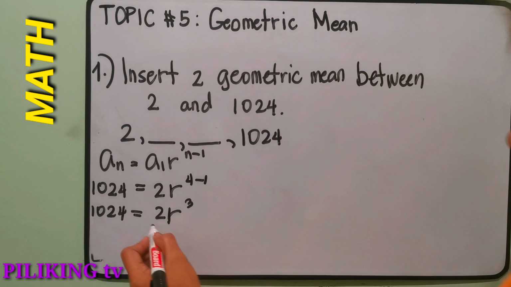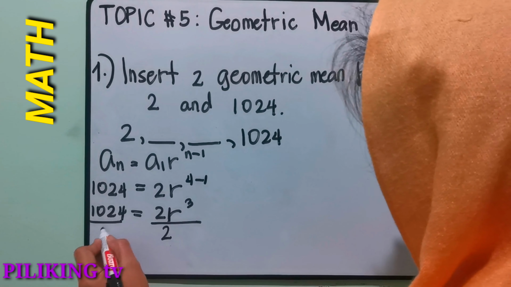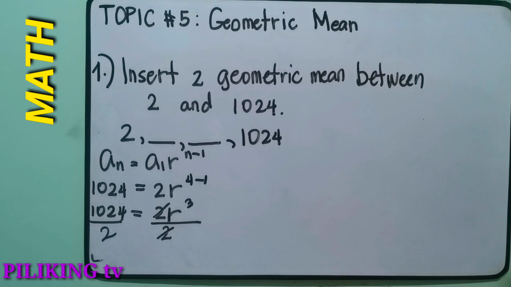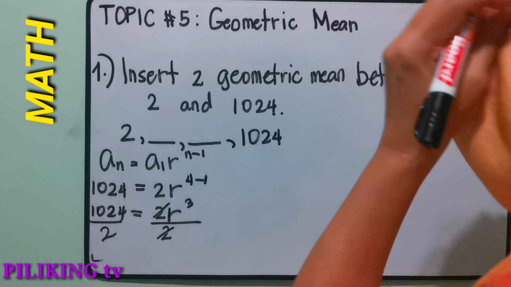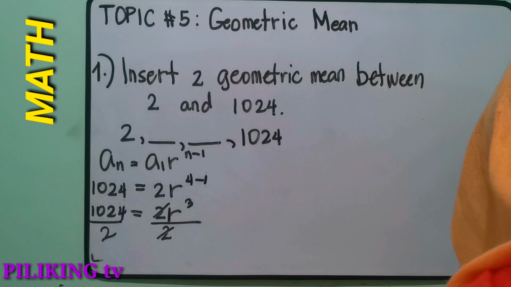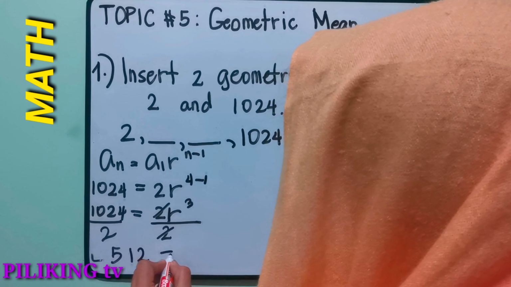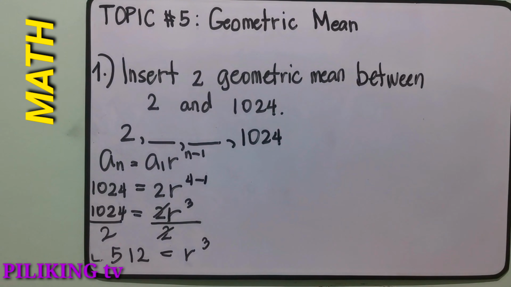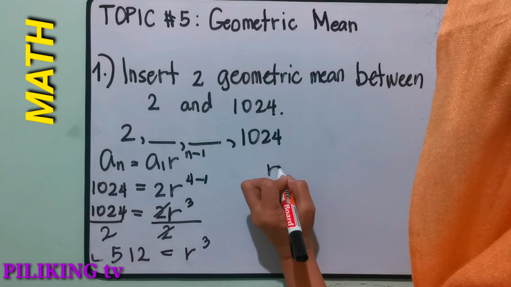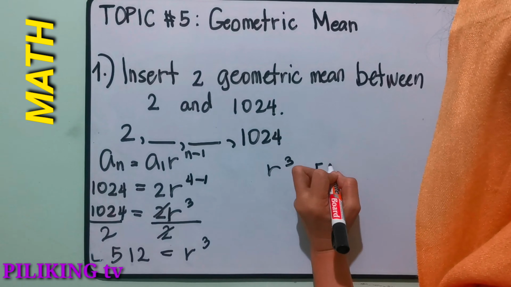Okay, so you can now simplify by dividing both sides by 2. So you can cancel 2, that is equivalent to 1. So what is 1024 divided by 2? That is equal to 512. So that is equal to r raised to 3. Now, how will you simplify that? Since we have r raised to 3 is equal to 512.